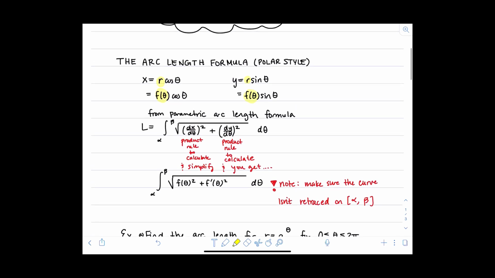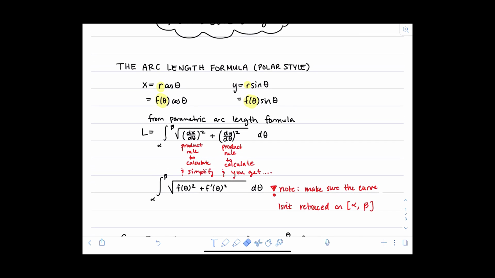Okay, the one thing you want to make sure before you jump in is that your curve isn't retraced on alpha beta. So when you're talking arc length and your function repeats, you'd want to calculate the arc length and then just multiply it if you keep looping around. So for instance, a circle is given by r equals some constant and it's 2 pi periodic. So once you go around 2 pi, you've already calculated the arc length of that circle. So you wouldn't want to compute that formula from 0 to 2 pi or 0 to 4 pi.